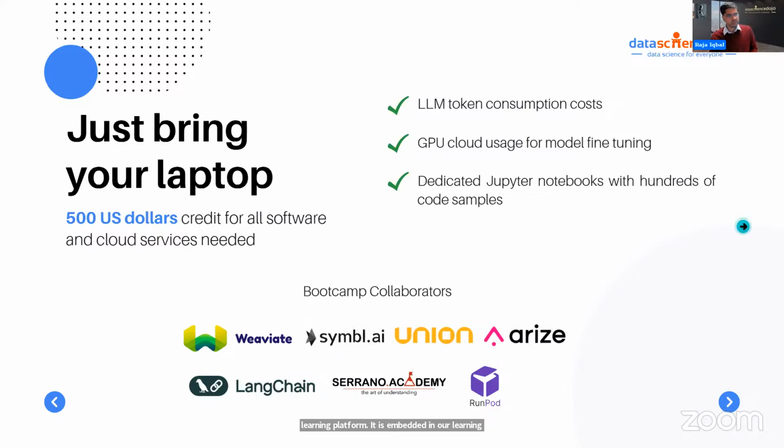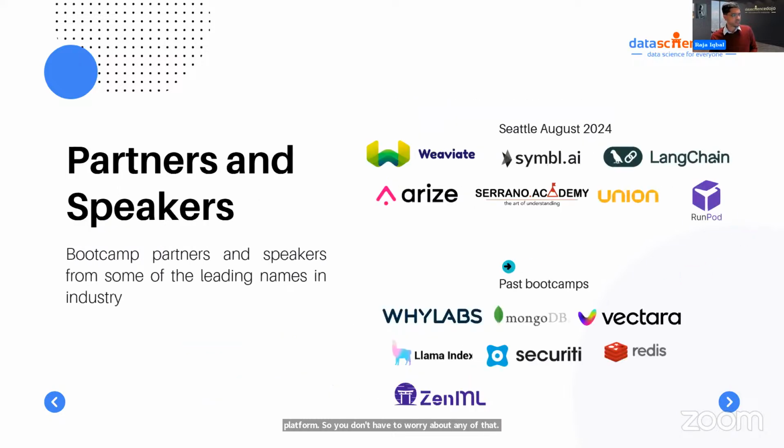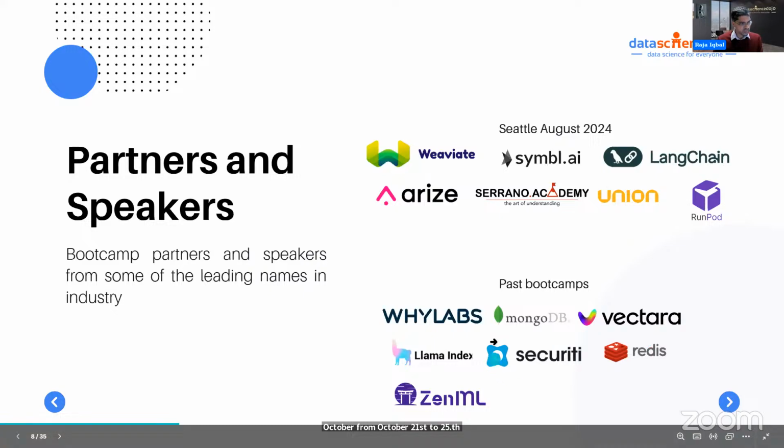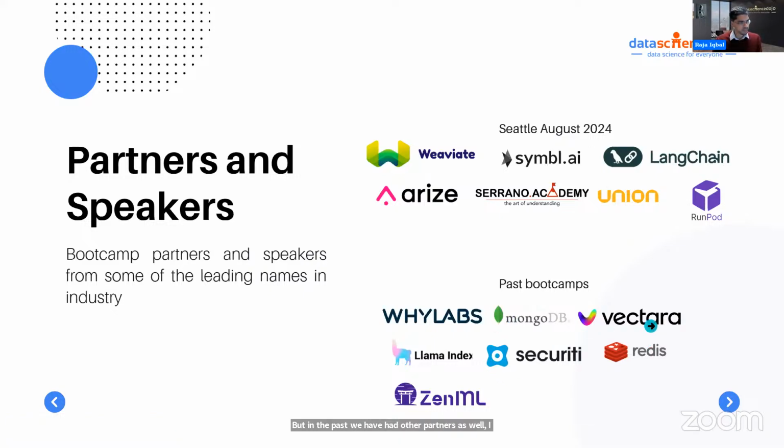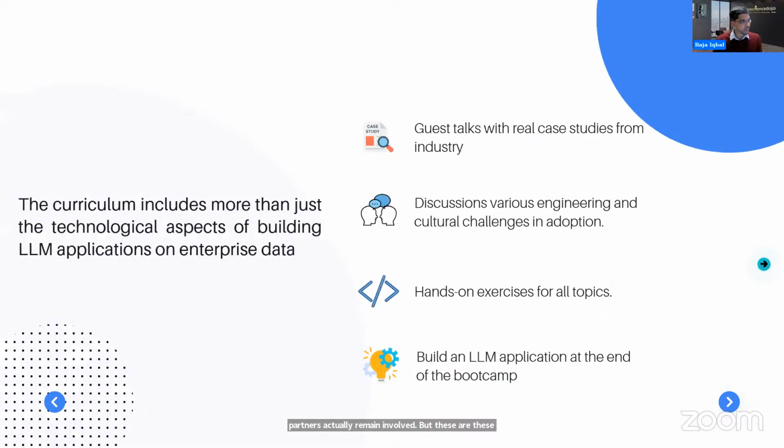I will show you the infrastructure in a bit, and we have partners. So these are our partners for the next bootcamp. Sorry, this is a typo. It should be October. Our next bootcamp is happening from October 21st to 25th. But in the past, we have had other partners as well. Depending upon their availability, partners actually remain involved. But these are our partners for the next bootcamp.